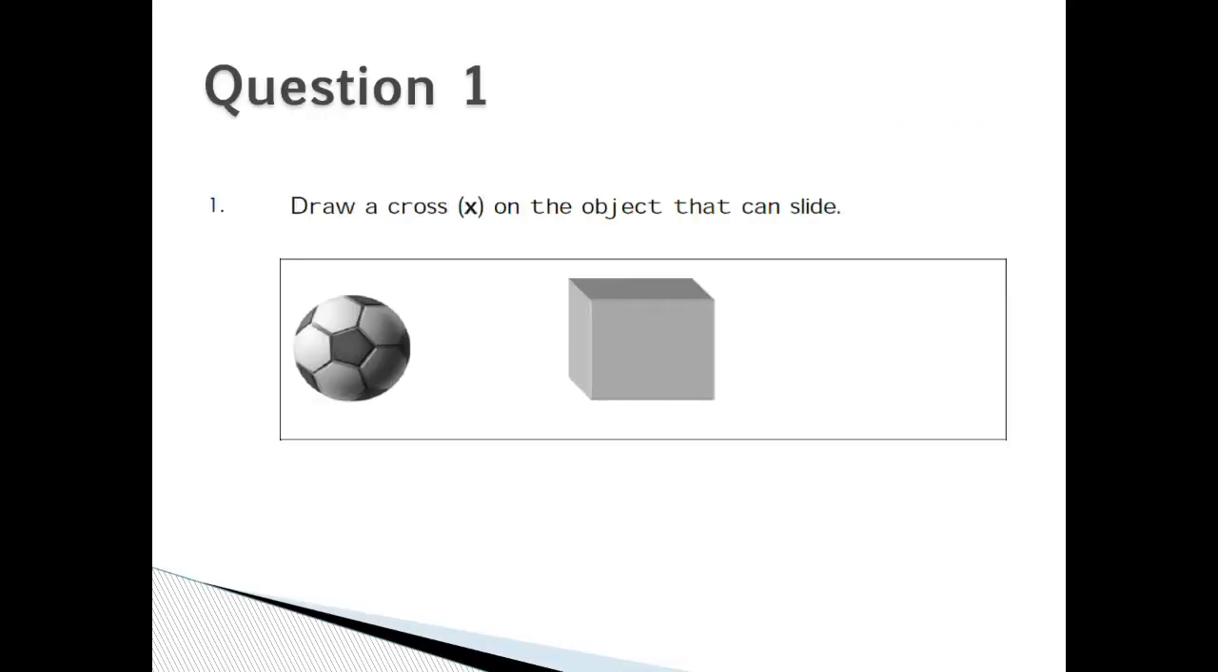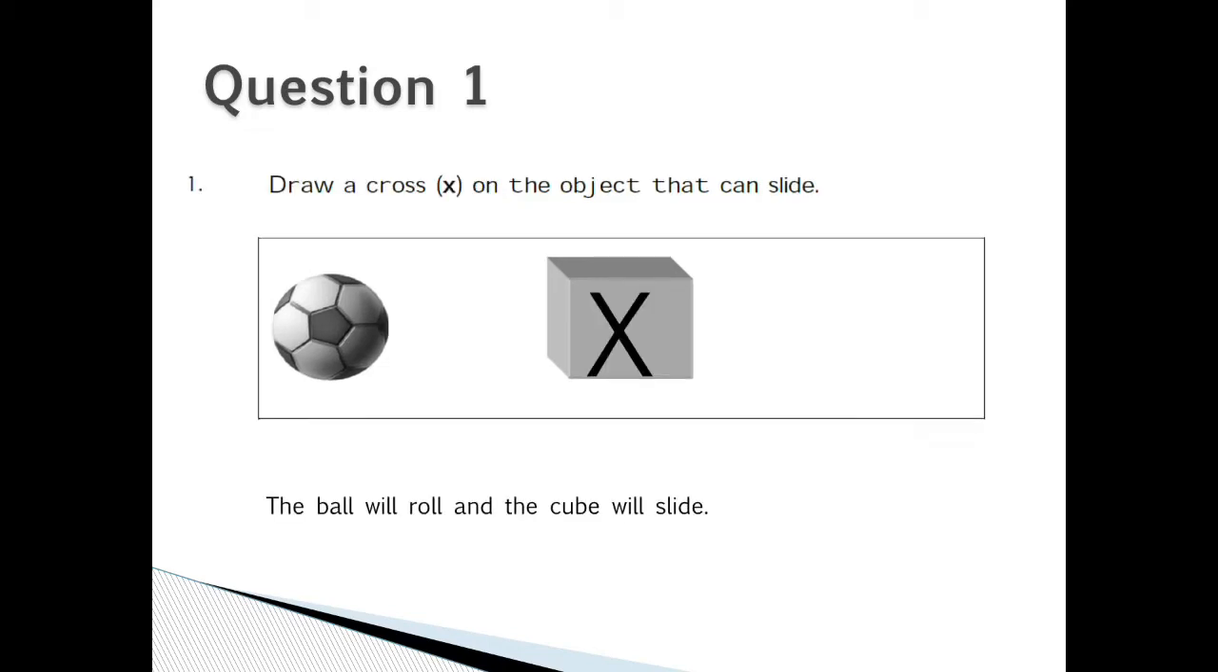Question 1. Draw a cross or an X on the object that can slide. We have a picture of a ball and a box. The ball will roll and the cube or box will slide. So you draw an X on the box.